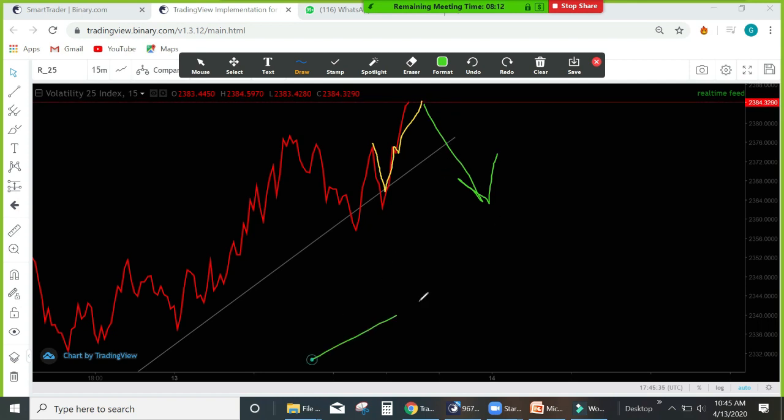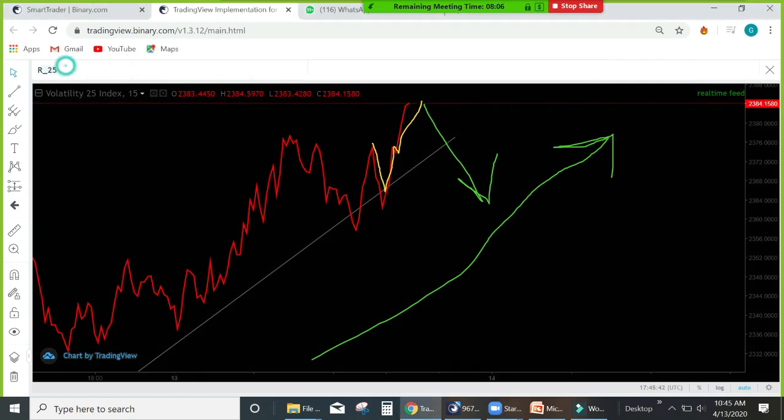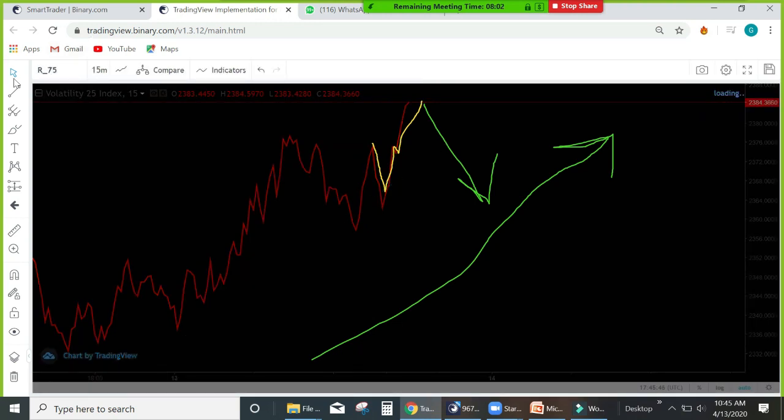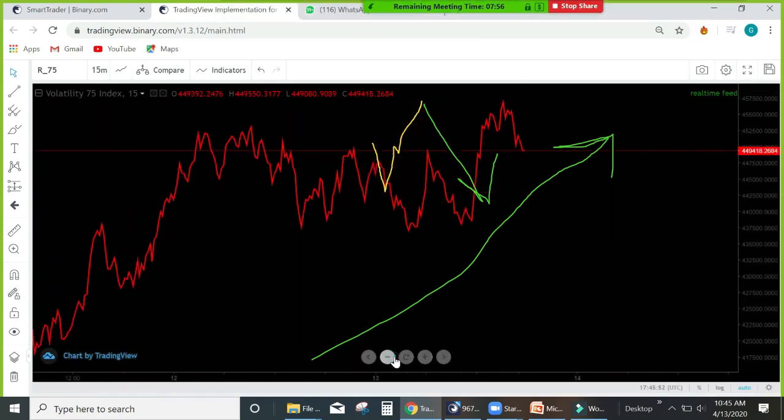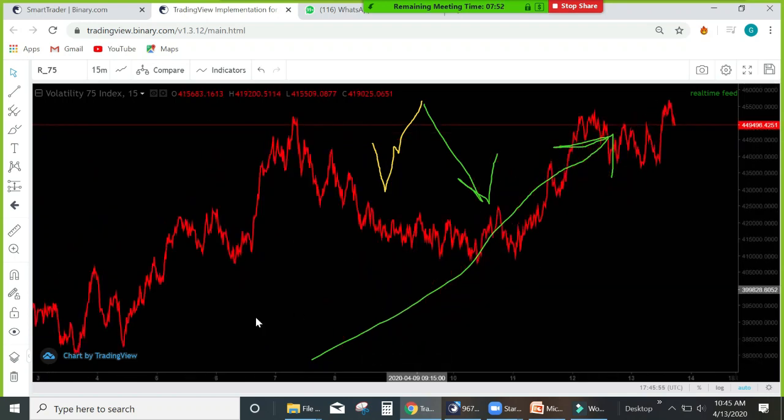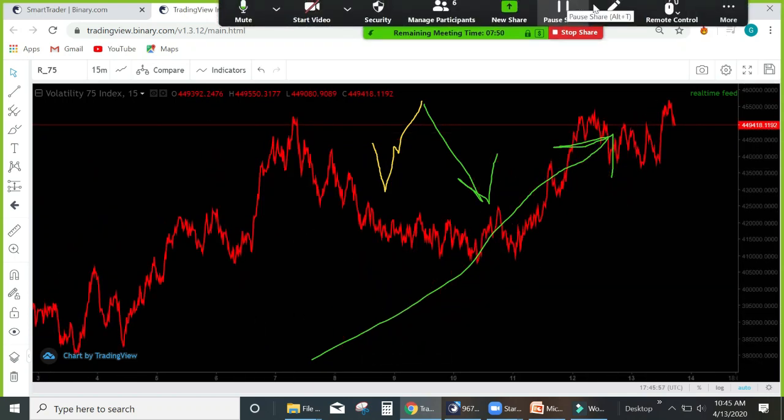But almost always the VIX goes up, up. Go and check on TradingView. You can see. Okay, another 75. You see here, volatility 75. You see, the VIX always goes up, uptrend.